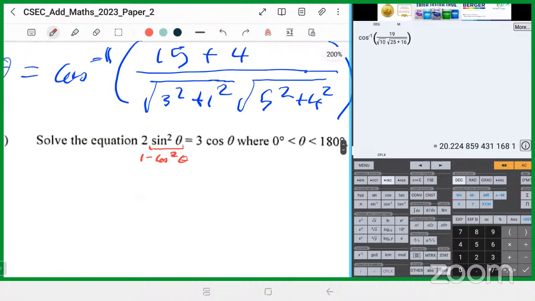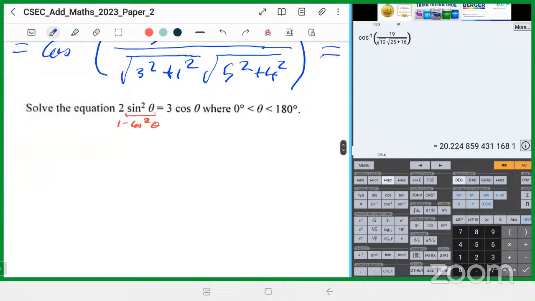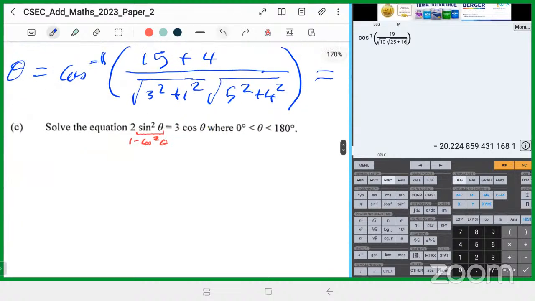So that expression there, why did we do that? Because we have a cos here, and we know the sine squared can be expressed in terms of cos squared. So I set up for the creation of a quadratic in cos. So this side is going to become 2 minus 2 cos squared theta. This is equal to 3 cos theta. Now mind you, we only want angle between 0 and 180. So that's angles only in the first 2 quadrants. All right, but let's continue first.